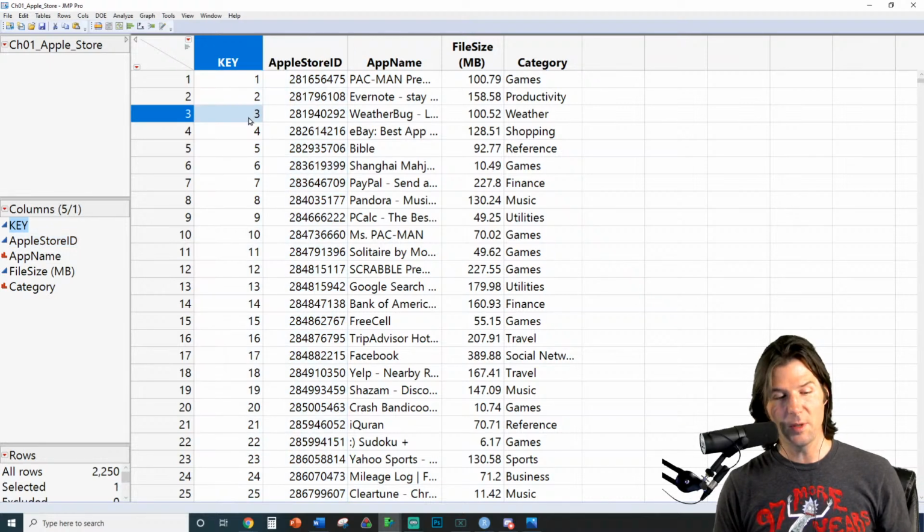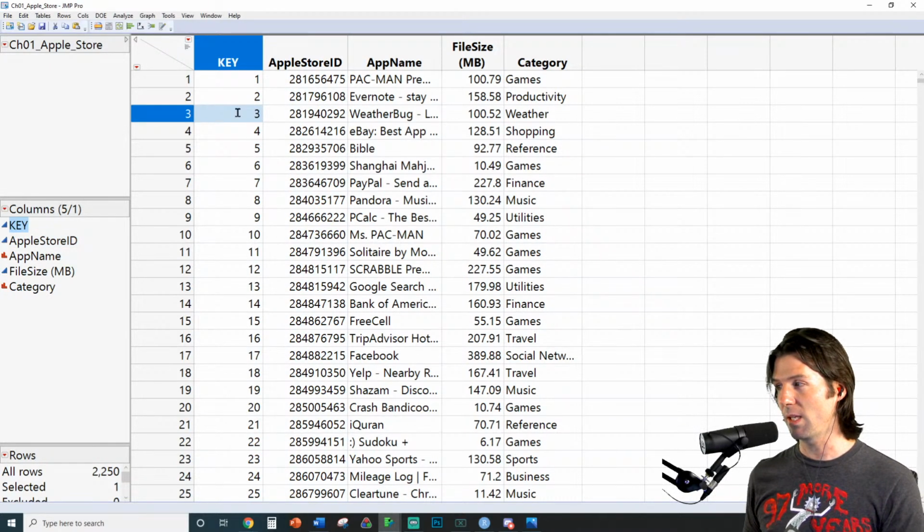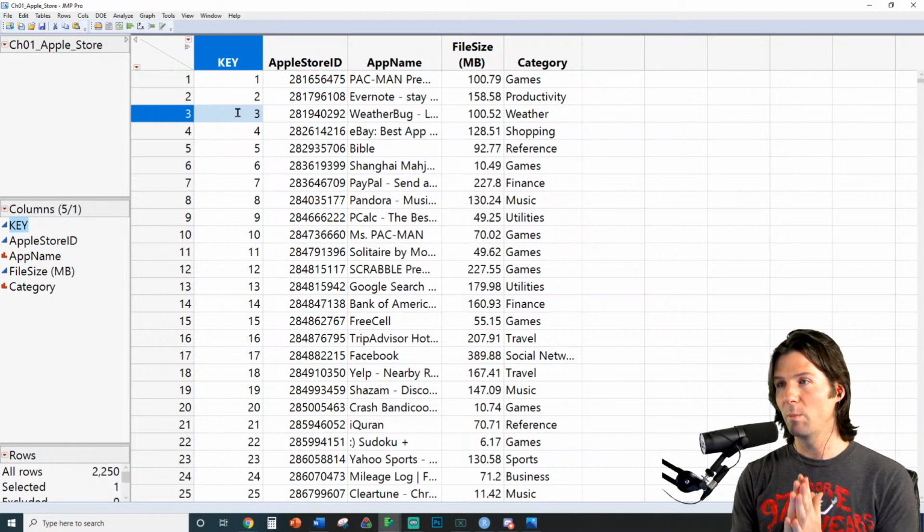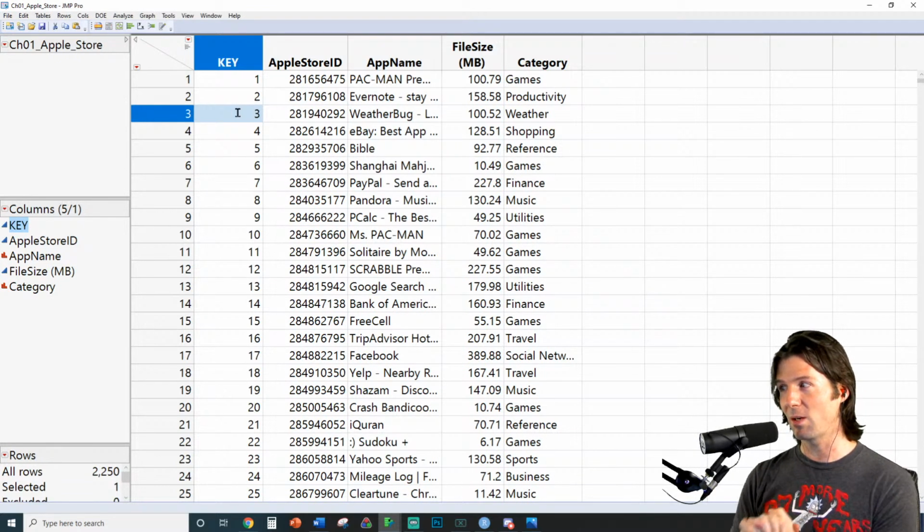You wouldn't say, how much is your key? You'd say, what is your key? Now that makes it sound categorical, but it kind of is categorical, but it's a category of one. So hopefully this doesn't confuse anybody, but an identifier is a special type of categorical variable. It's a categorical variable where everything is in its own unique group.